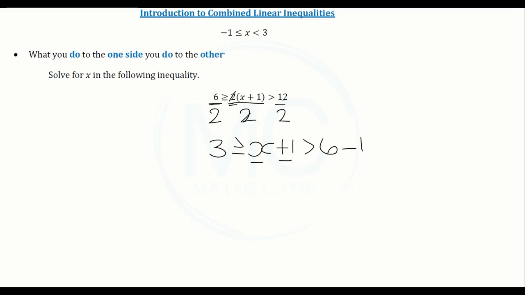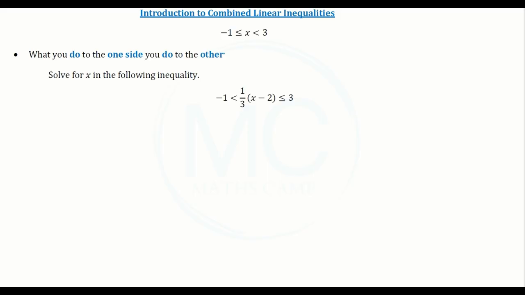Now we can get x by itself, so let's subtract 1 from each side. So we say minus 1 and minus 1. 3 minus 1 is 2, which is greater than or equal to x, which is greater than 6 minus 1, which is 5. Let's do another example.